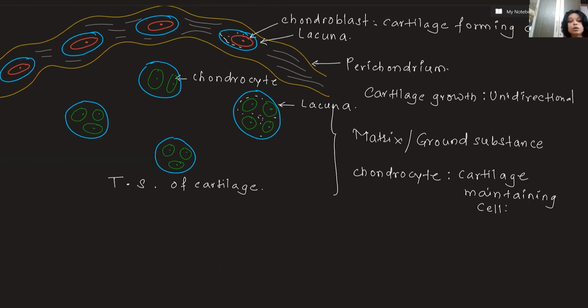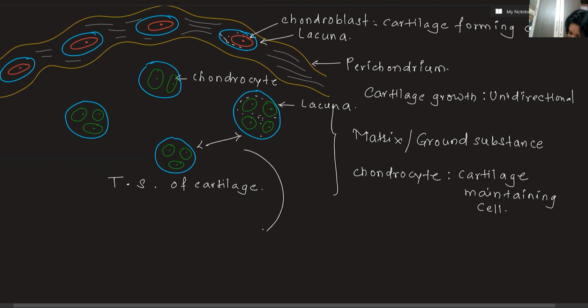Now we will be looking at types of cartilage. The types of cartilage are decided by the kind of matrix. We have seen that in a matrix, lacunae are found, and in between the lacunae there is a gap. This gap is filled with chemicals and fibers.